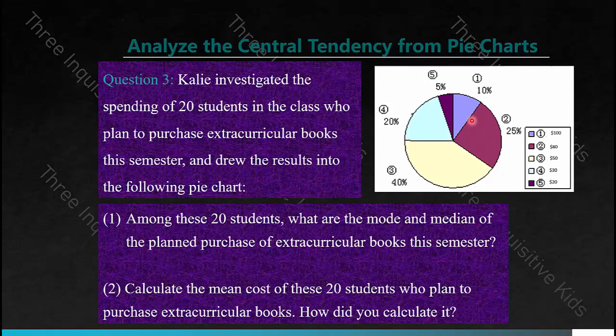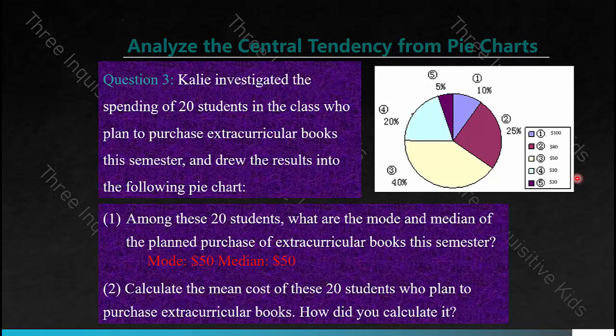So among these 20 students, what is the mode and median of the planned purchase of extracurricular books this semester? The mode would be this 40% right here, which corresponds to $50. And the median is also $50 because if you order them from cheapest to most expensive, $50 is that middle value. So the median would be $50 as well.